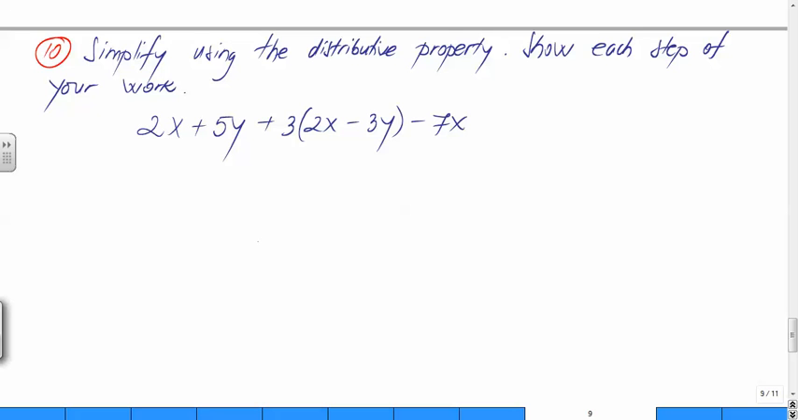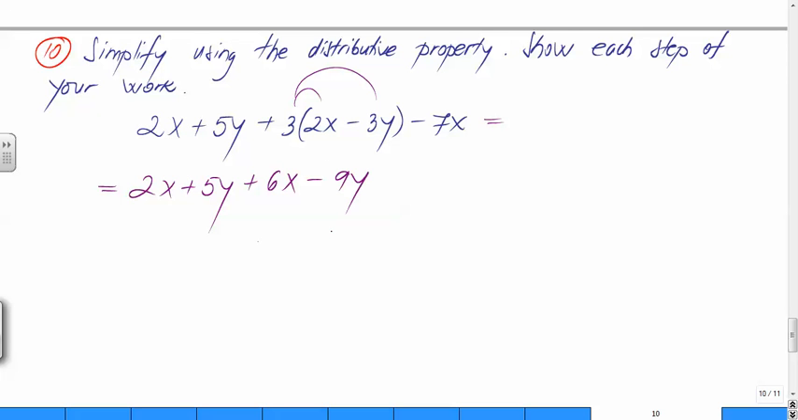Okay, simplify. Well, like in the previous problem, the one before the previous actually, I'm going to multiply that 3 to everything inside the parentheses. My expression becomes 2x plus 5y, you're not changing in any way, plus 3 times 2x. 3 times 2 is 6x. 3 times negative 3y is going to be negative 9y, right? Minus 7x.